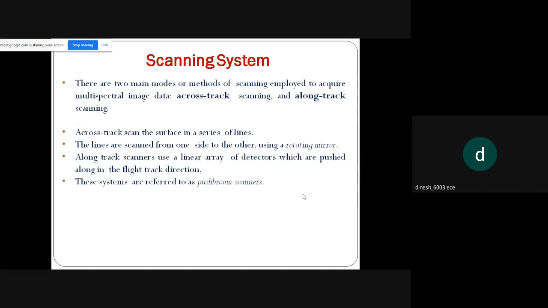So next is the scanners. We have 2 different types of scanners, which get the data from the scanner and give it to the processing unit, and further recording can be done. So one is the across track scanning, and the second one, along track scanning. Across track scanning will scan the surface in a series of lines, whereas along track scanners use a linear array of detectors that are pushed along the flight track.